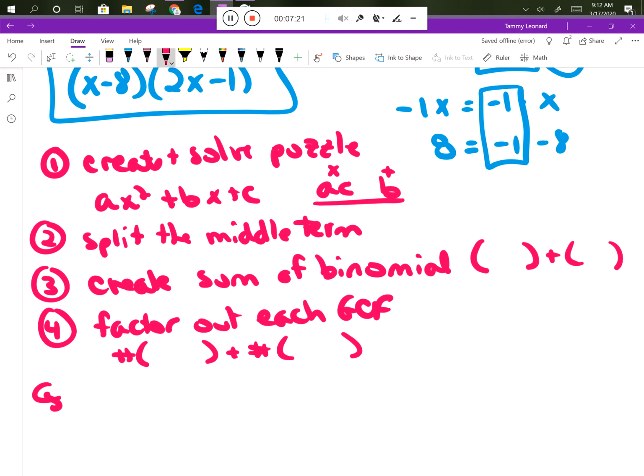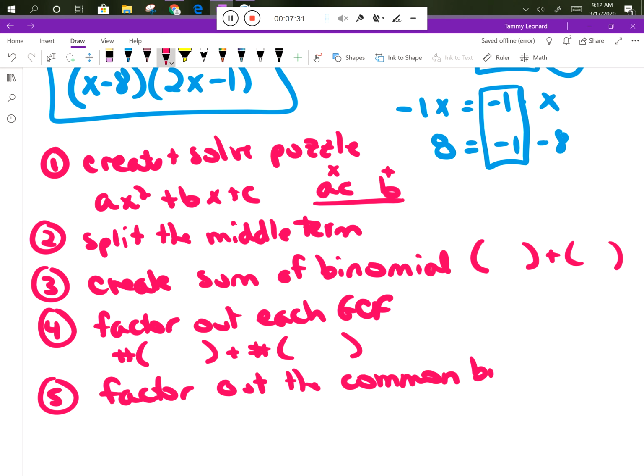Finally, we factor out the common binomial. So the common binomial we write first, and then the other two terms, so these are the other factors, create the second binomial. All right, I'd like you to follow that process to solve the last problem on the page.